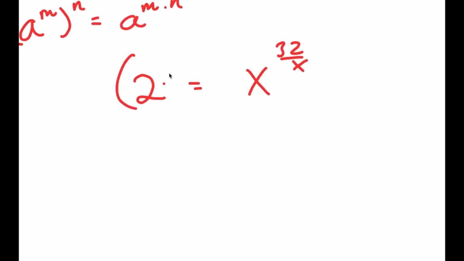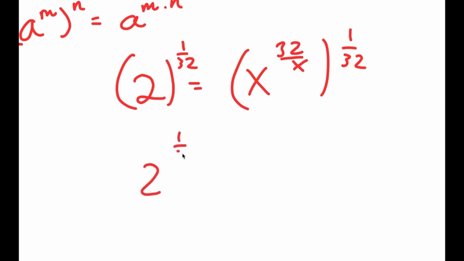Now, from here, I'm going to take the power of 1 over 32 on both sides. And if you guessed, we're doing this to get rid of this 32 on my right-hand side. So for my left-hand side, I just have 2 to the power of 1 over 32. For my right-hand side, these two are going to cancel out. So I get x to the power of 1 over x. That's all that's remaining.